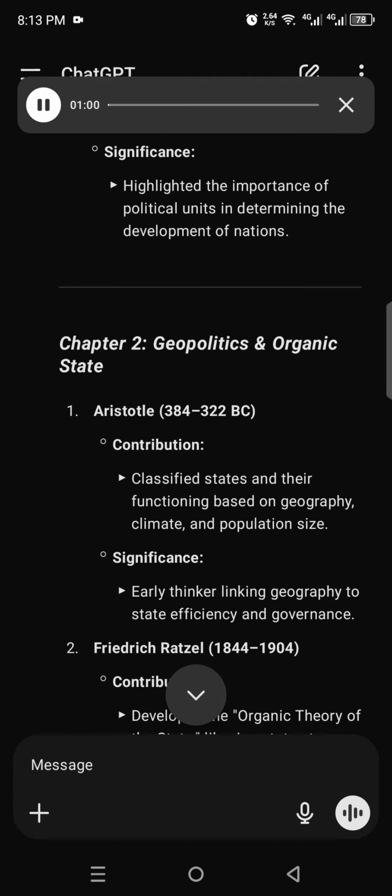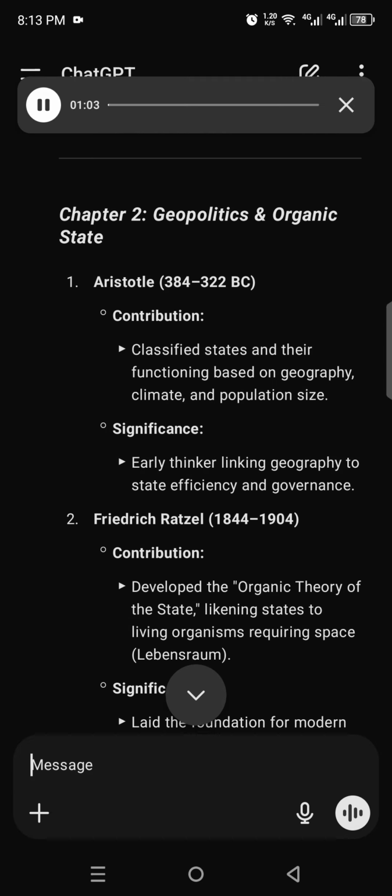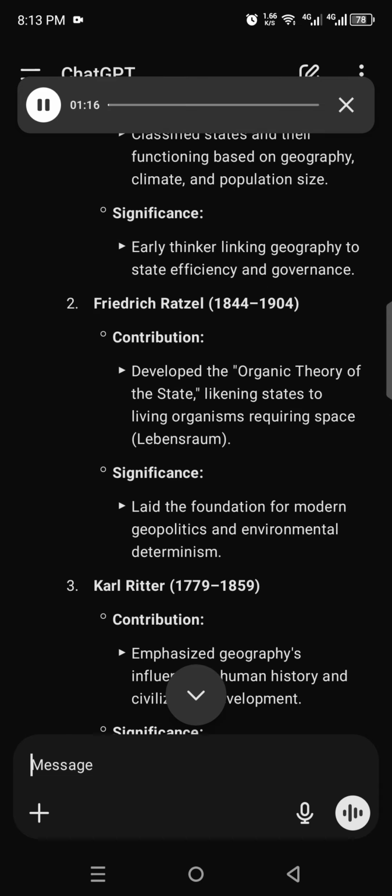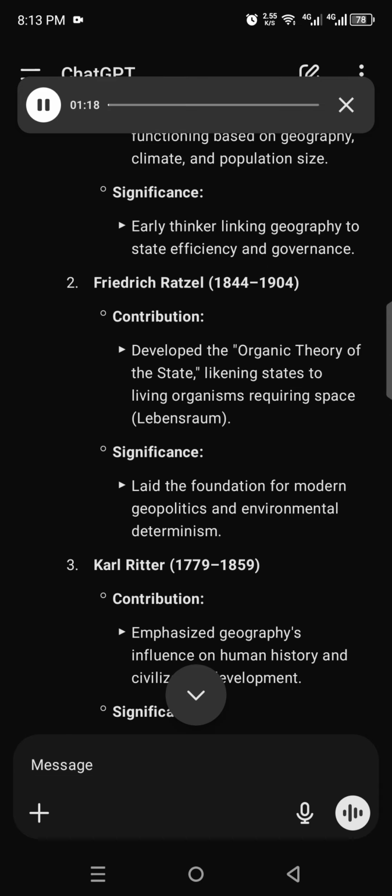1. Aristotle, 384 to 322 BC. Contribution. Classified states and their functioning based on geography, climate, and population size. Significance. Early thinker linking geography to state efficiency and governance. 2. Friedrich Ratzel, 1844 to 1904. Contribution. Developed the organic theory of the state, likening states to living organisms requiring space, Lebensraum. Significance. Laid the foundation for modern geopolitics and environmental determinism.